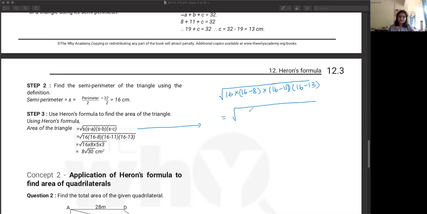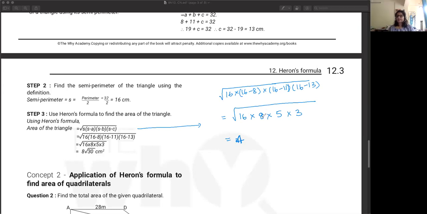Then subtract and find the values. You get 16 into 16 minus 8 is 8, 16 minus 11 is 5, 16 minus 13 is 3. Once you have this, do not multiply 5 into 3 into 8. We know the square root of 16 is 4. Yes, so get 4 outside.